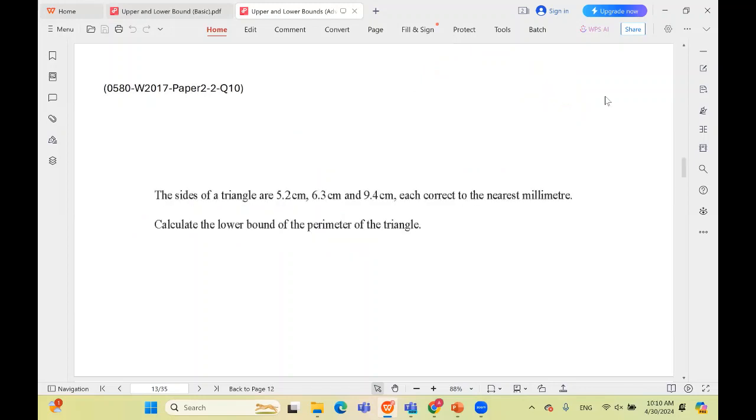The sides of a triangle are 5.2, 6.3, and 9.4, each correct to the nearest millimeter. Calculate the lower bound for the perimeter of this triangle. So we said before that if we have a triangle and we want to move around it, starting at this point, we would move S1, and then S2, and then S3. So the perimeter is basically the sum of the three sides, P equals S1 plus S2 plus S3. We are adding them together and we want the lower bound.